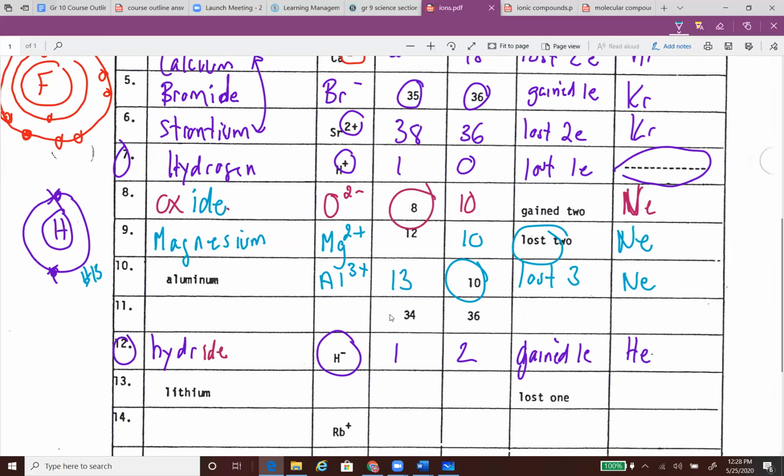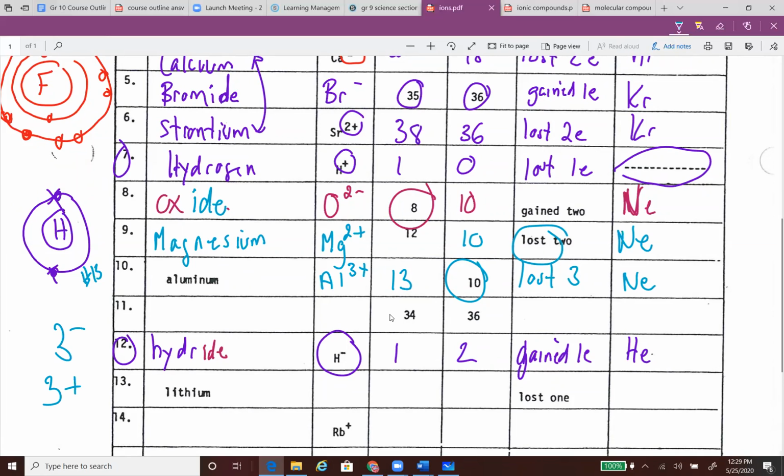Okay? So to recap, if you see a symbol and you see a negative, we know that it gained electrons. If there's no number, it gained 1. If you see, for example, 3 minus, that means it gained 3 electrons. If we see a positive, we know it lost electrons. If there's no number, we know it lost 1 electron. But if there's a number in front, like 3, that means it lost 3 electrons.